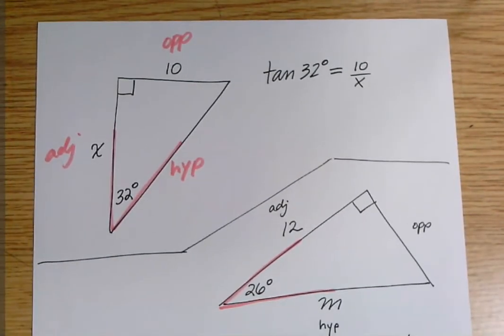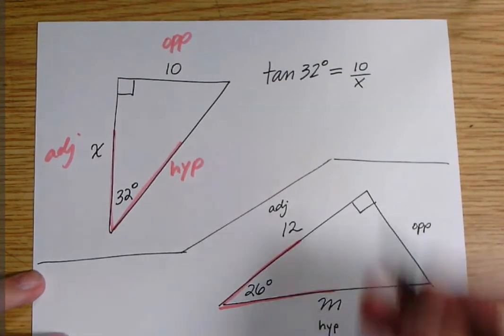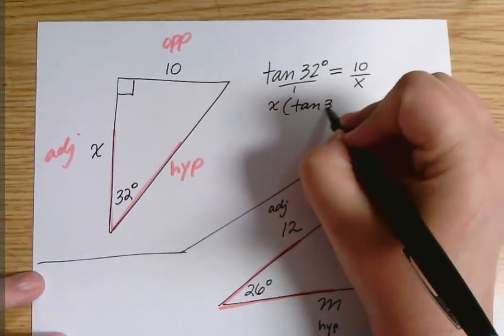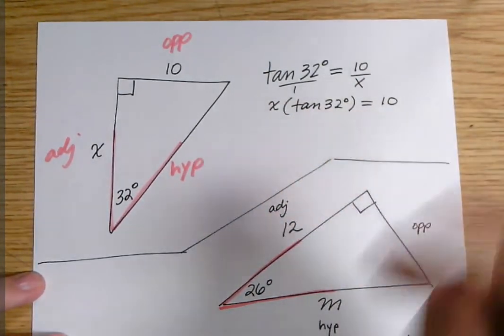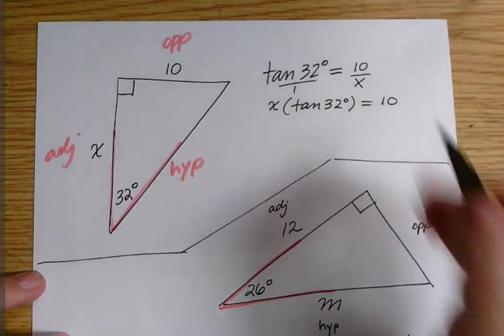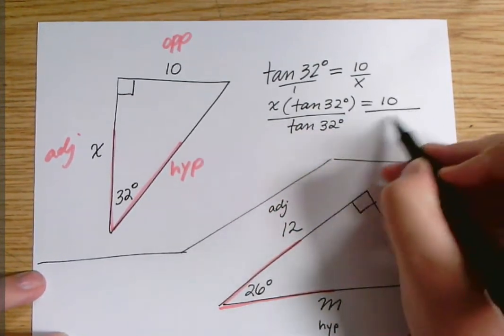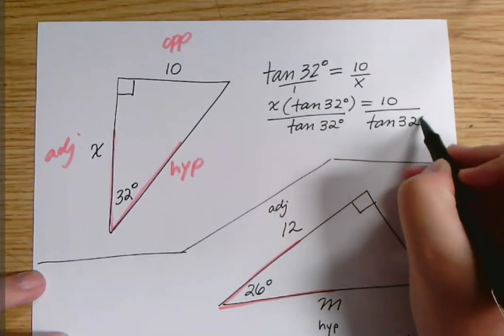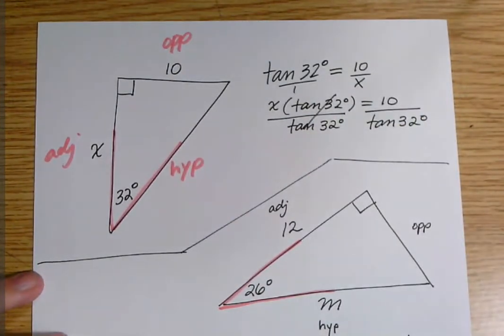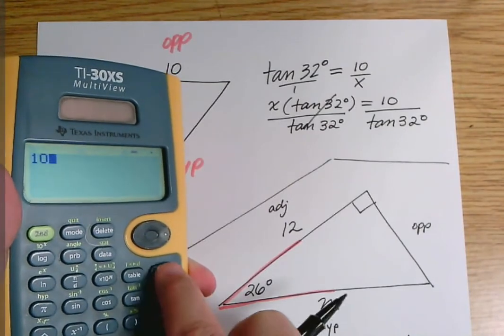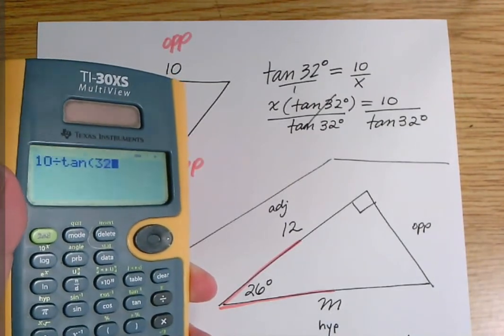All right. If you haven't finished that one, go ahead and try to see if you can get it done. Pause the video and then come back. All right, so that would be cross multiplying. I get x times tan of 32 equals 10 times 1. Is x alone? No, it is not. So I have to divide the tan 32 out so that x will be alone. Once x is alone, whatever's on the other side tells me what to put in the calculator. So 10 divided by tan 32.